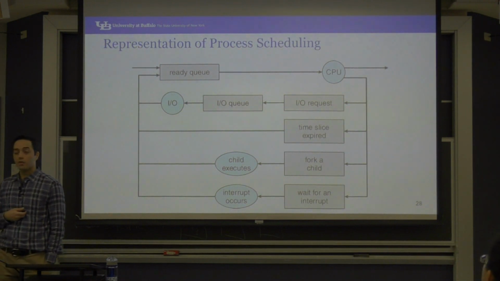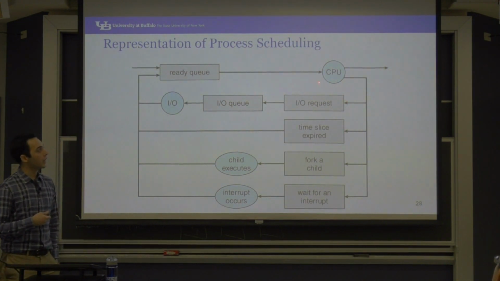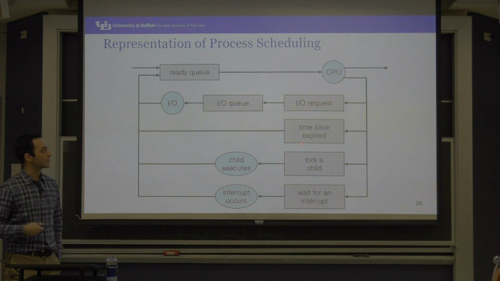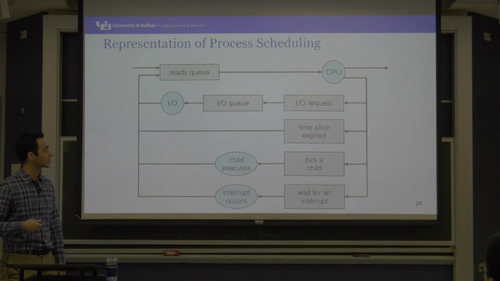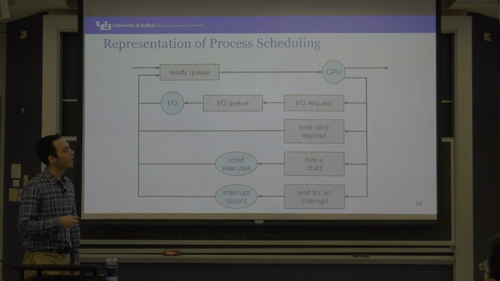And again, this is a representation of process scheduling. The CPU is running, and then the process can go to the ready queue for different reasons. If a time slice expires, another process should come and get scheduled. The OS just puts it back in ready, just like that.